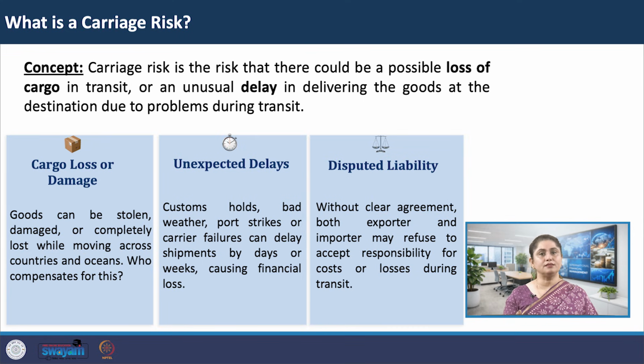Let us now look at the three dimensions of carriage risk shown as the three cards below. First, cargo loss or damage. Goods can be stolen, damaged, or completely lost while moving across countries and oceans. This is more common than you might think. Containers fall off ships in rough weather. Goods are mislabeled and sent to the wrong port. Perishable items are damaged if refrigeration fails.